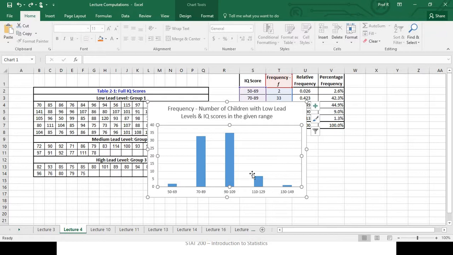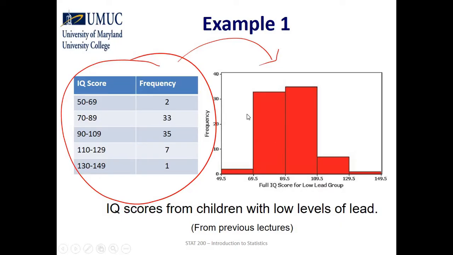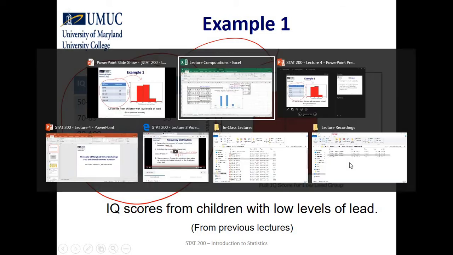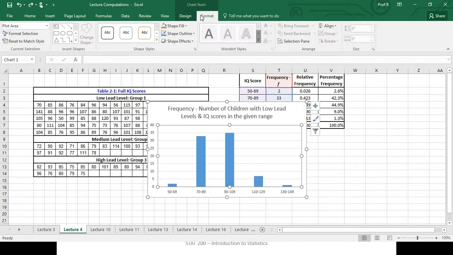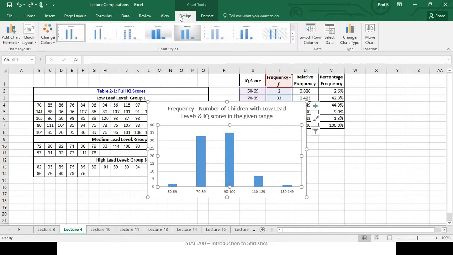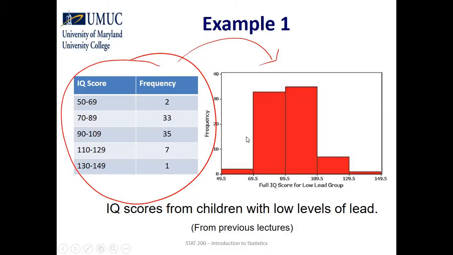Now, this histogram looks a little different than the one here, but that's just because these are right next to each other, and these have a little bit of a gap. We can manipulate this to get them to where they are right next to each other just by changing some of the format, some of the design of our chart here. But we're not really worried about that as long as we understand how we get to this graph. Okay, so now moving on.